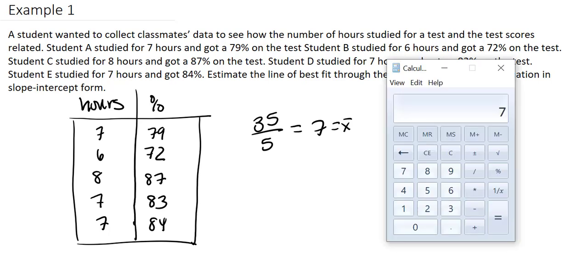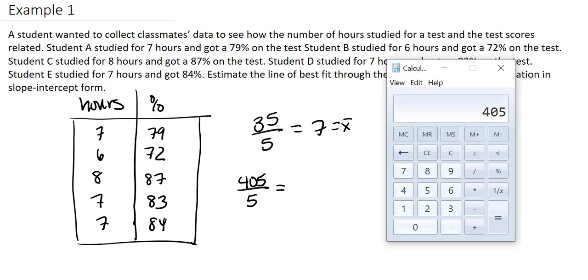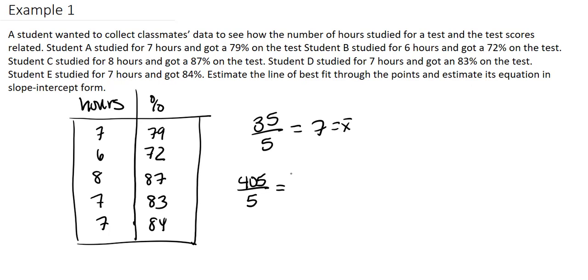Then let's look at our Y. 79 plus 72 plus 87 plus 83 plus 84, and we get 405. We do the same thing and divide it by 5. So that would be 81. It's nice when it's divisible by 5 and you have 5 samples. So we have 81%, which is our Y bar. So our centroid, which is X bar, Y bar, is 7 and 81.